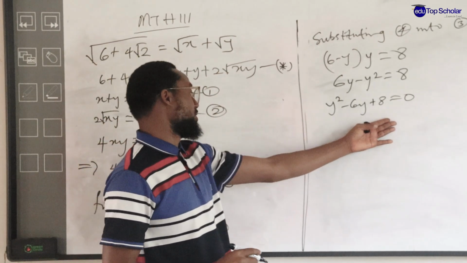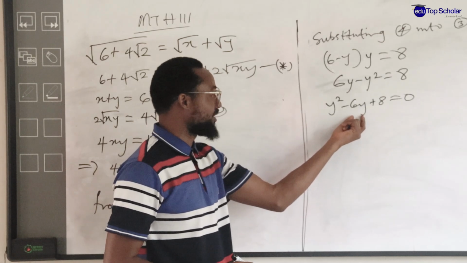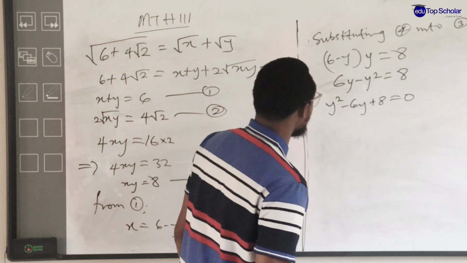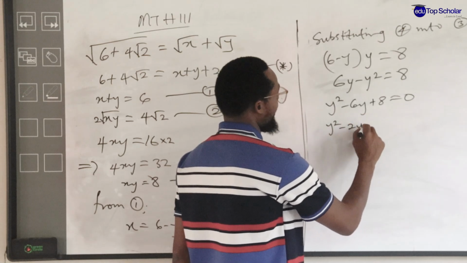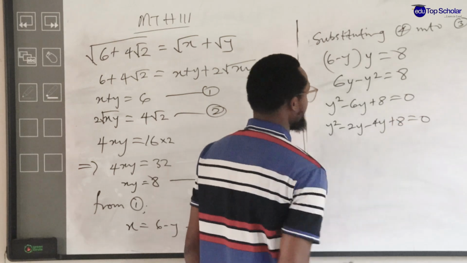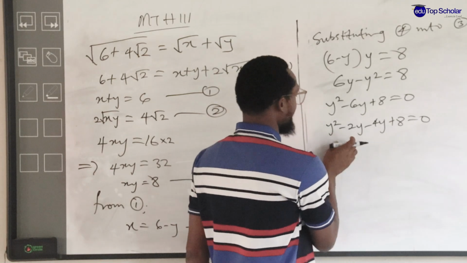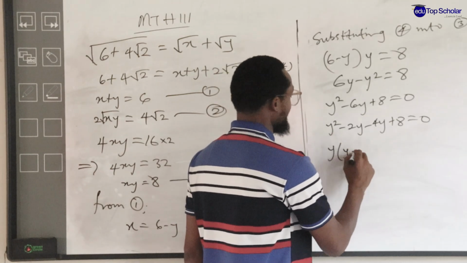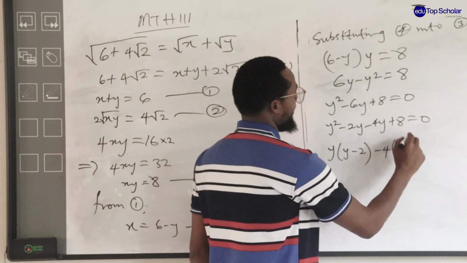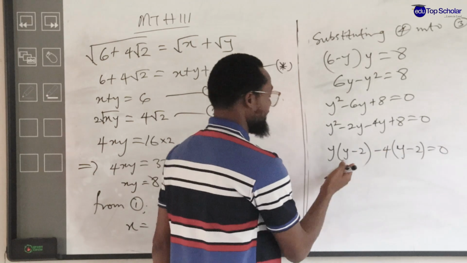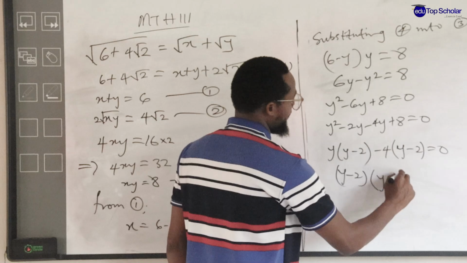Since this is quadratic, we can factorize it. We take the two factors of 8 that add up to minus 6 and multiply to give 8, and that will be minus 2 and minus 4. So y squared minus 2y minus 4y plus 8 equals 0. We have changed the minus 6y to minus 2y minus 4y. If we factor y from the first two, we have y minus 2. If we factor minus 4 from the last two, we are left with y minus 2 also. We can see that y minus 2 is common. We factor that, and we are left with y minus 4. All of this equals 0.